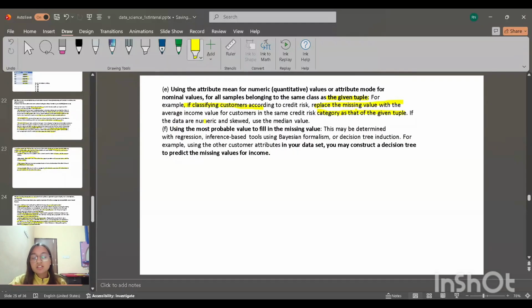If the data are numeric and skewed, use the median value. Using the most probable value to fill in the missing value. This may be determined with regression, inference based tools using a Bayesian formalism, or decision tree induction. For example, using the other customer attributes in your dataset, you may construct a decision tree to predict the missing value for income.